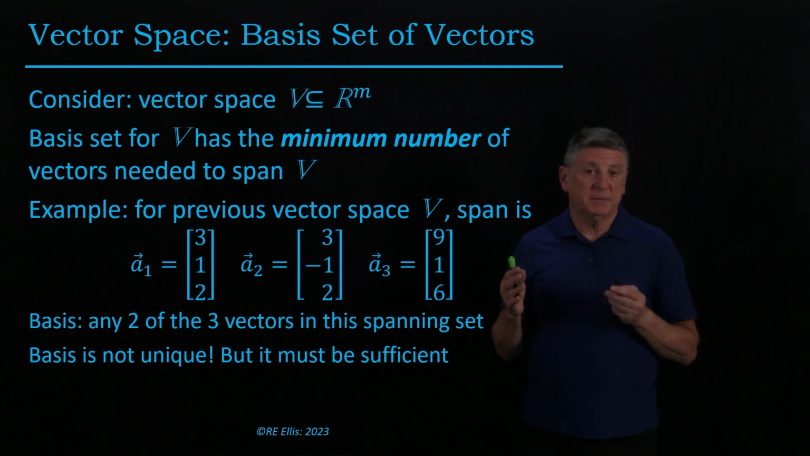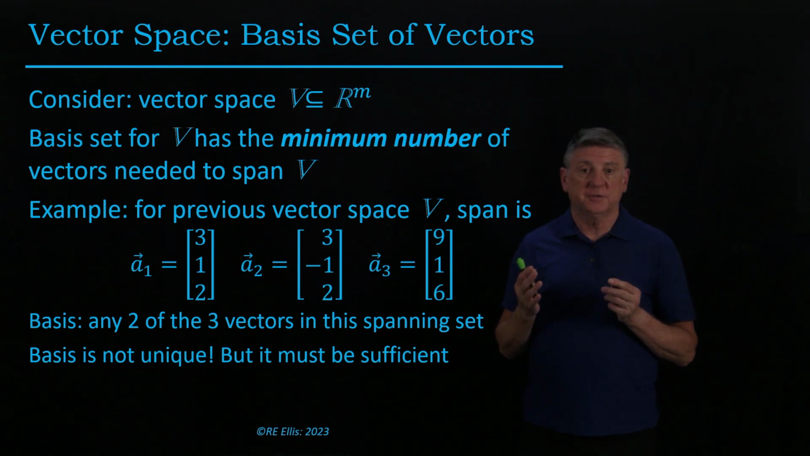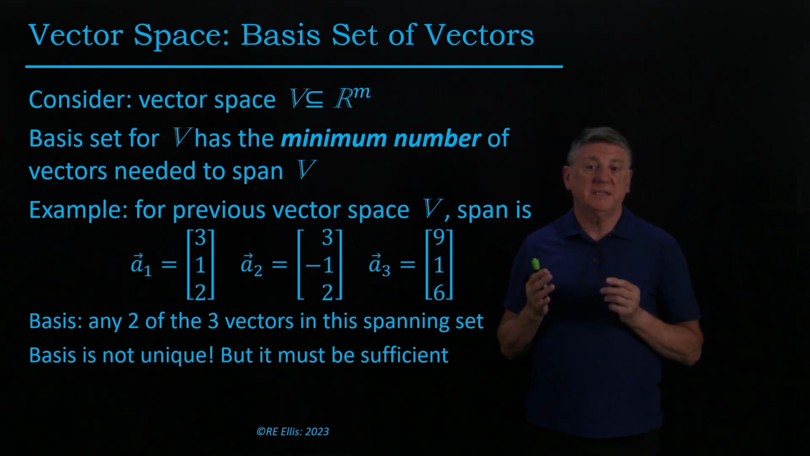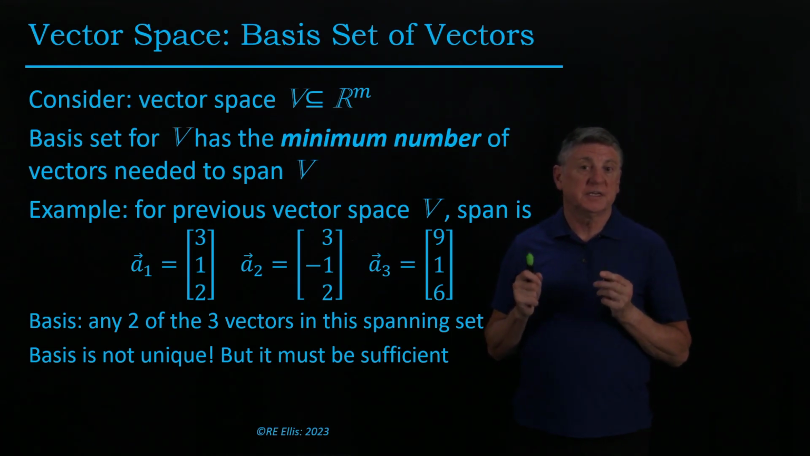By not unique, I mean there's an infinite number of sets of basis vectors for a vector space, but each one of those basis sets has the property that a linear combination of those basis vectors is in the vector space.